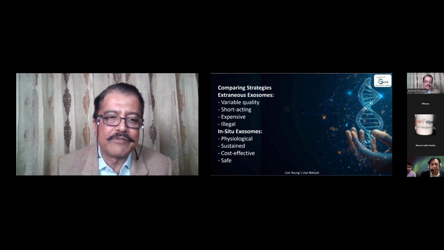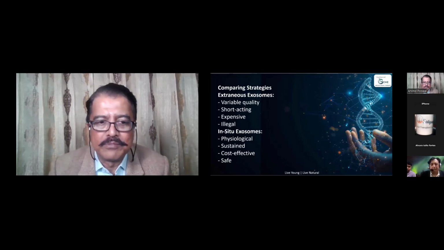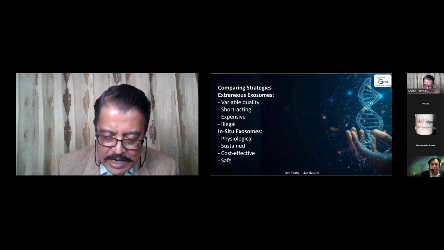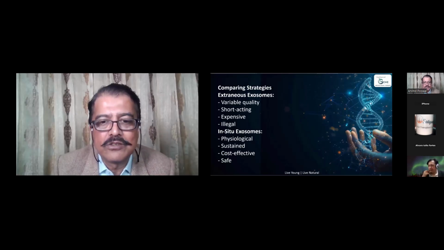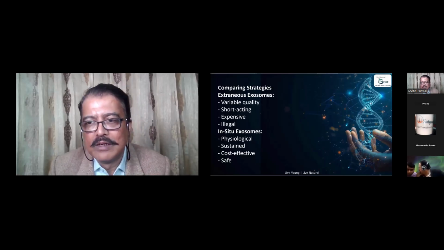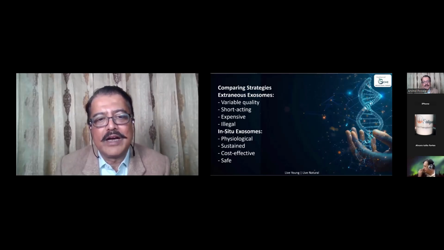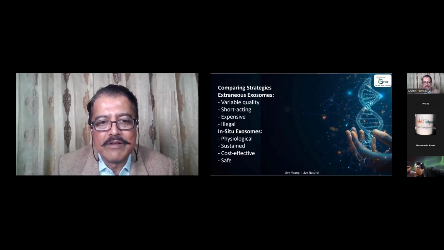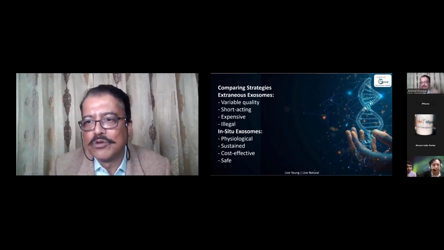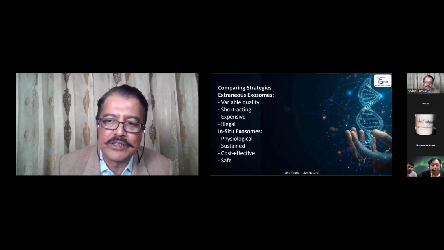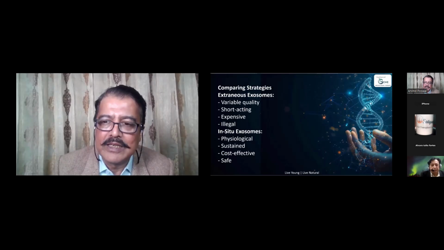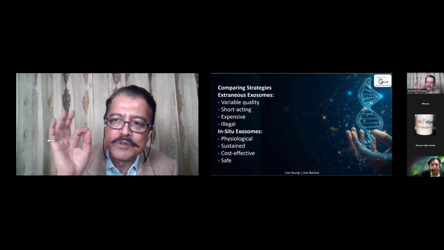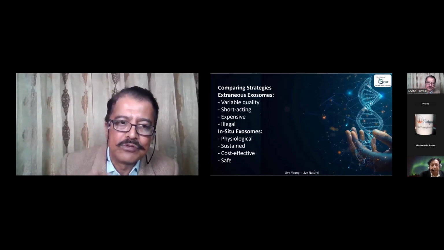Now, let us compare that with in situ exosomes. I am not against injections of exosomes. Some day, when we are confident about them, when they are standardized, when we are sure what those tiny packets of exosomes contain, definitely we can give injections. But let us compare that with in situ exosomes, the exosomes made by your own tissue.